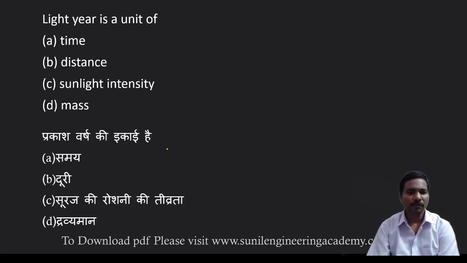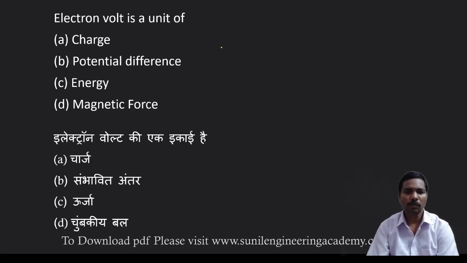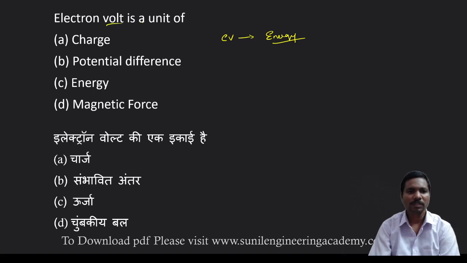Light year is the unit of astronomical distance, as you know very well. Electron volt, eV, is the unit of energy. Many students will give the wrong answer, because whenever they see the word volt, they say potential difference. But here they are not asking only volt, it is electron volt. The electron volt is the unit of energy.